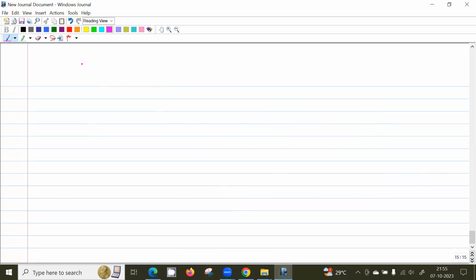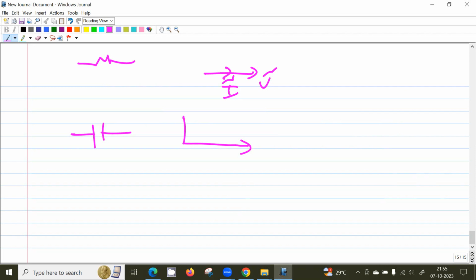So in a pure resistive circuit, the voltage phasor and the current phasor are in the same direction. For a pure capacitor, the current will lead. So this is current I, this is voltage, and the current is leading by 90 degrees. For an inductor, the current will lag. So this is voltage, and the current will be here.